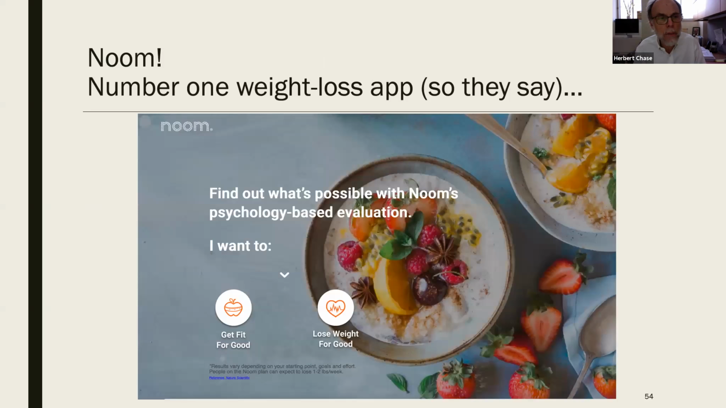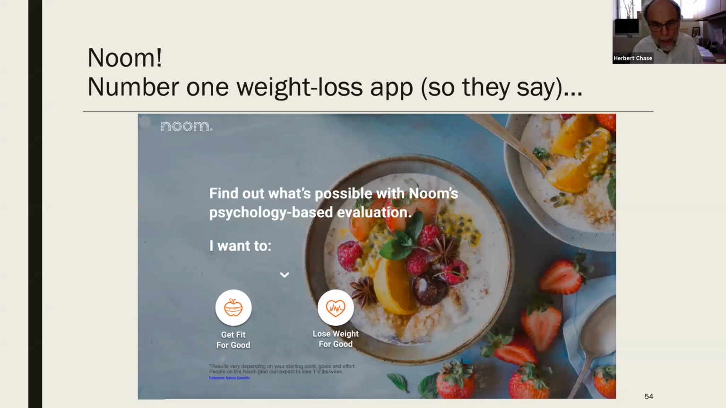So I was looking for an example of this, and I found Noom. There were like 47 ads on Noom when I was watching TV the other night. And it actually was very intriguing. It was clearly AI. It said, find out what's possible with Noom's psychology-based evaluation. So obviously, you're going to put in information about yourself, and then the machine's going to crunch the numbers and come up with a weight loss plan just for you. You're going to have to answer personal questions. Maybe you eat when you're aggravated, like your in-laws come over and you're aggravated, so you overeat. There are all sorts of reasons why people don't stick to a diet.